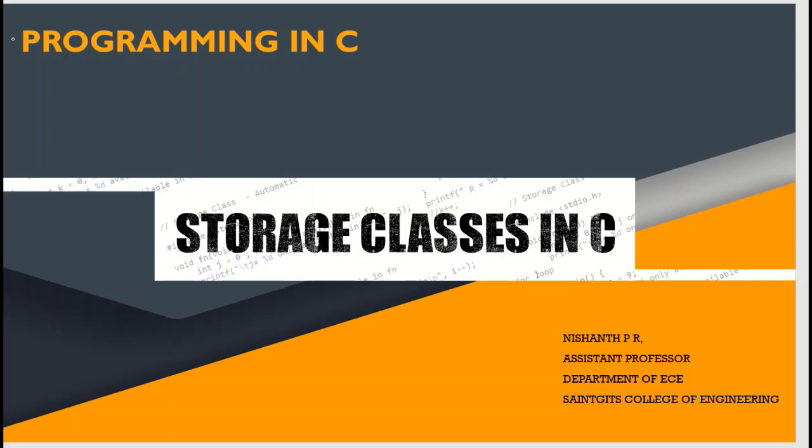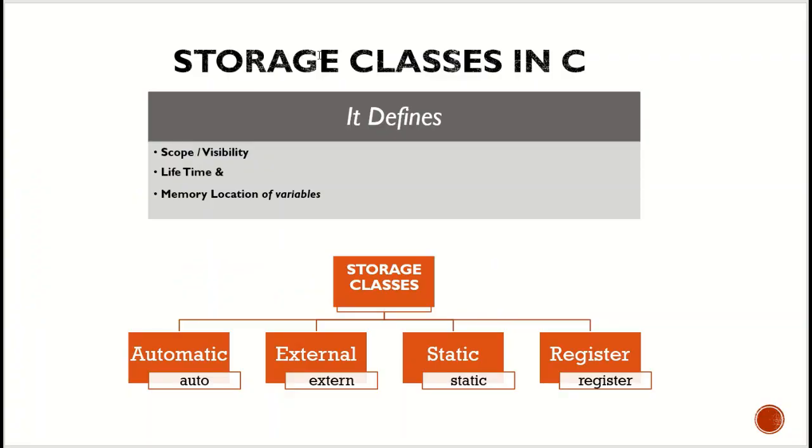Hi, this video explains the different storage classes in C. Storage classes in C define the scope or visibility, lifetime, and memory location of the variables. Scope and visibility means the area in which that variable is available or visible. The second one is lifetime, that is how much time it is accessible in the program. Then memory location of the variable, the actual location of the memory where the variable is stored.